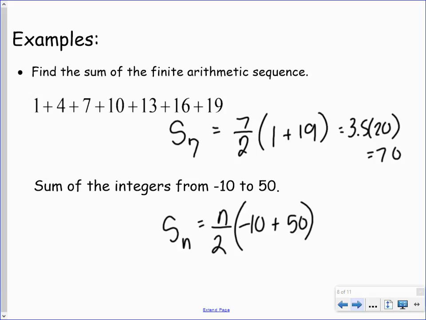So that's your 60, but then you need the one more. In this particular case, you do 50 minus 10 and then you lose the 10, so you have to add back the negative 10.